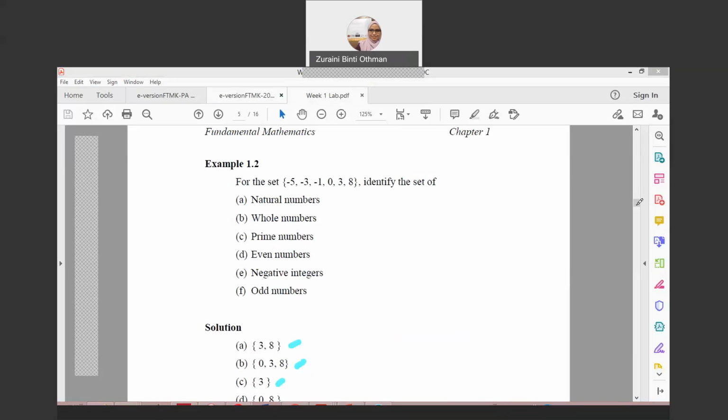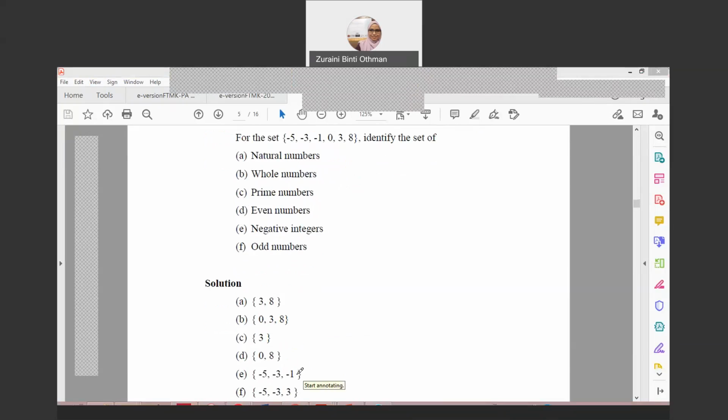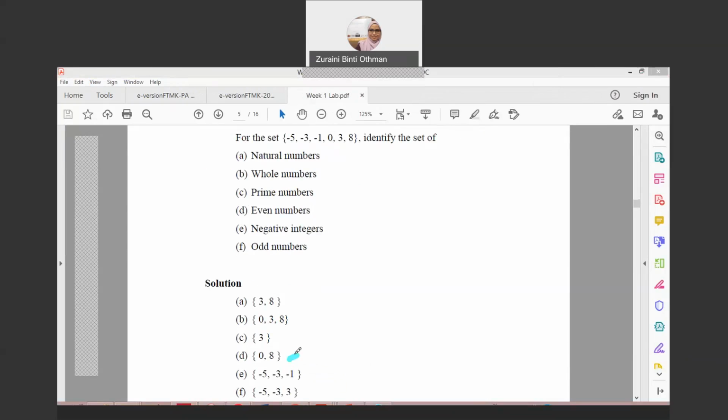And for the even numbers, it is 0 and 8 only. 0 and 8. Okay, for the negative integers, it is negative 5, negative 3 and negative 1.